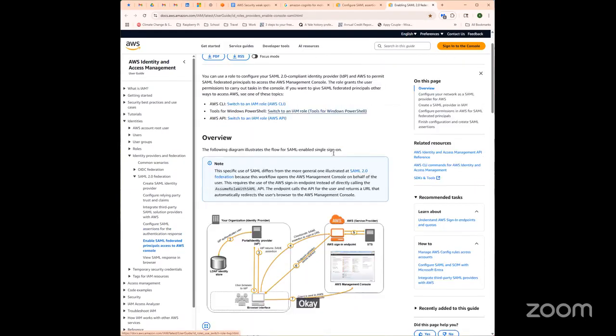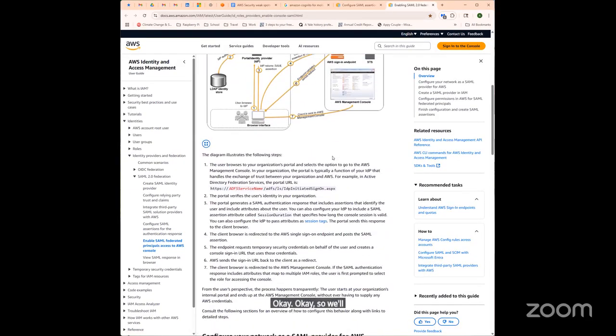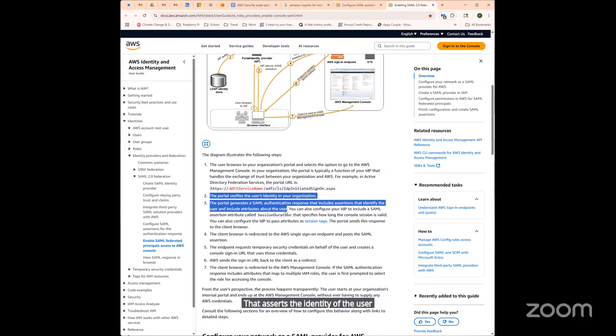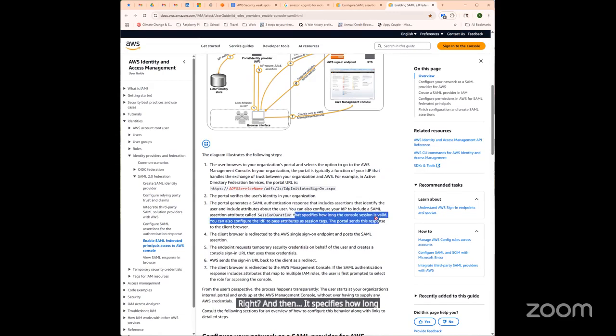Okay, so we'll go in here. This will verify the user's identity and organization, and generate a SAML authentication response that asserts the identity of the user and includes attributes about the user, right? It also specifies how long the console session lasts and the attributes it can pass. So it's good for enterprise authorization and what the credentials are.